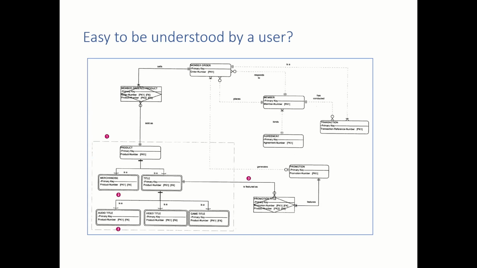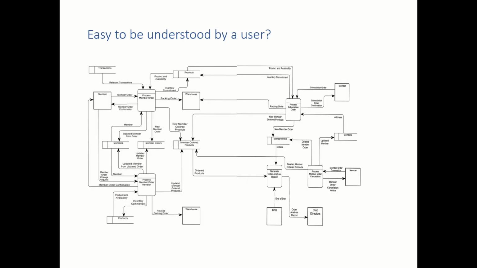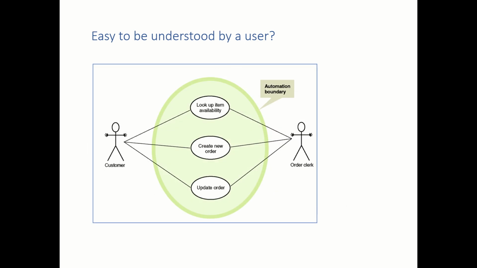Now, say this is one understanding. Is it easy for you to understand this particular picture? Yes, it might be understandable, but it will take some time. But is this one understandable for you? You have a customer, look up item availability, create new order, update order. This is really simple for you to understand what it is.